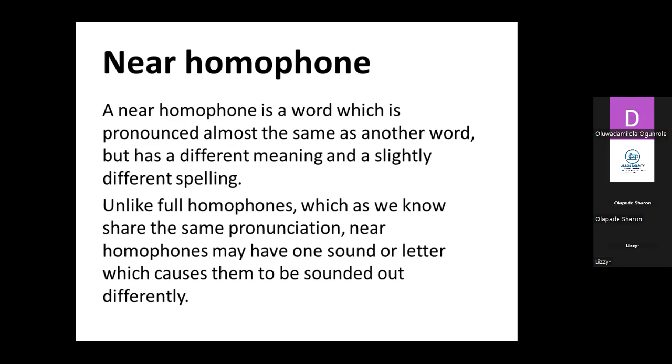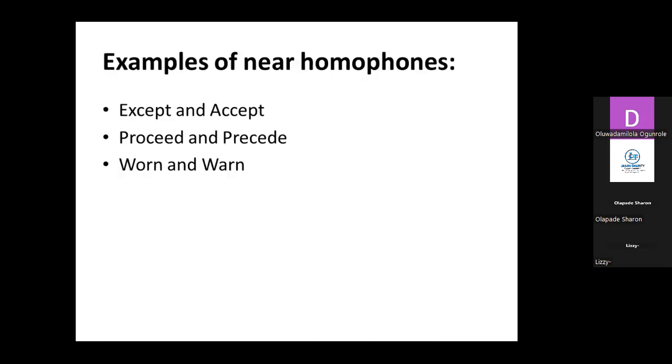Now, words may be pronounced the same way, but that does not mean that they must have the same spelling. So near homophone tells us that there are words that are pronounced the same way, but they have different spelling and different meaning. Or some of them will have slightly different spelling and obviously different meaning. Unlike full homophones, which share the same pronunciation, near homophones may have one or two letters different in how they are spelled. Not to waste our time, let us move to examples of near homophones.